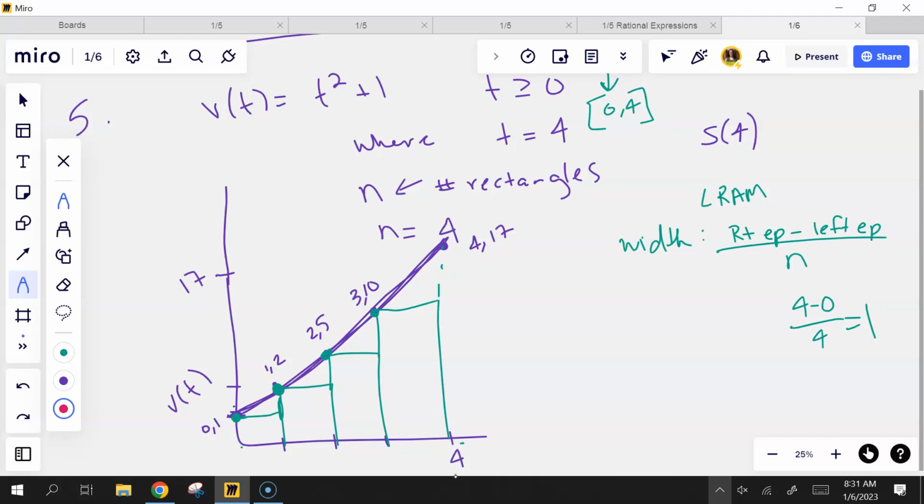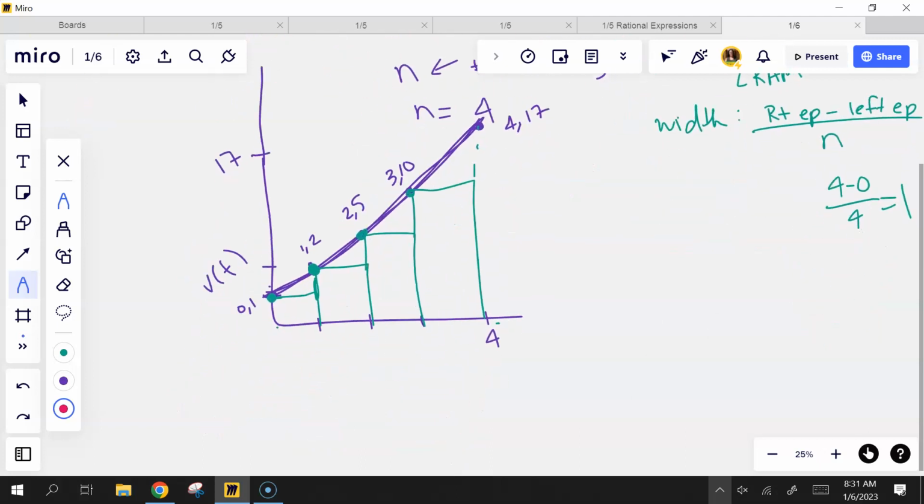Are we all okay on setting up our rectangles for left RAM? Good? All right. Now it's easy. Now all I have to do is find the area of each rectangle, and then add them all together. So I'm going to find the area here, and the area here, and the area here, and the area here. How do you find the area of a rectangle? Length times width. Width is constant on all of these. Do you agree? It's the same all the time.